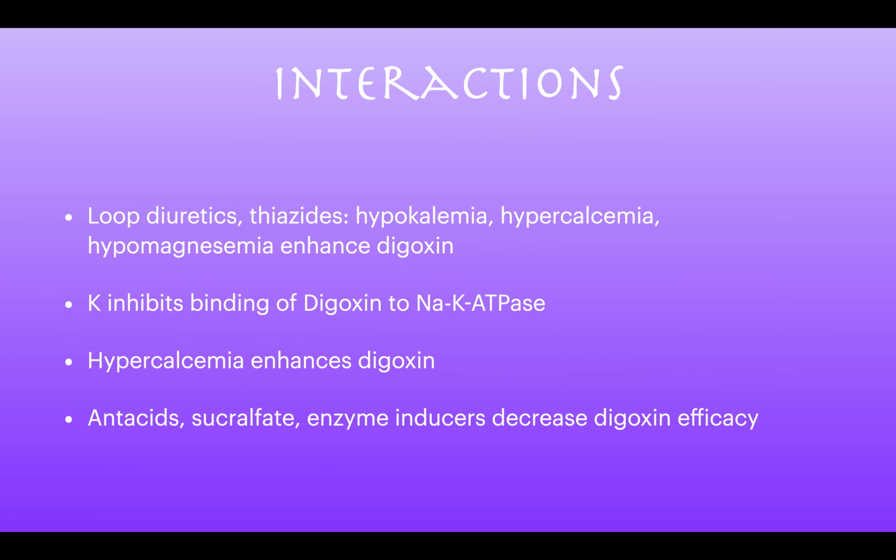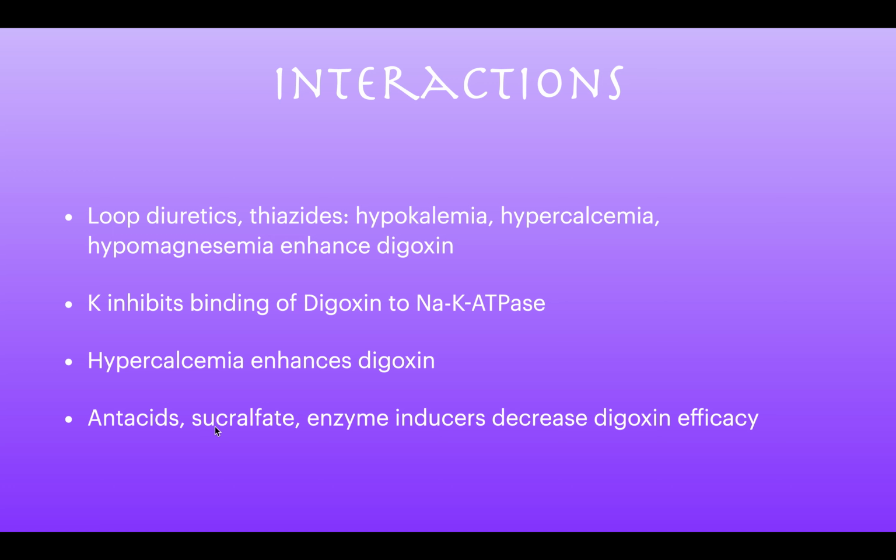It interacts with loop diuretics and thiazides, and that leads to pretty severe hypokalemia, hypercalcemia, and hypomagnesemia, which will enhance digoxin. The potassium inhibits binding of digoxin to Na-K-ATPase, so potassium-sparing diuretics actually should not be used in tandem with digoxin because they cancel each other out. Hypercalcemia should not, so thiazides should not be used with digoxin because of the increased amount of calcium.